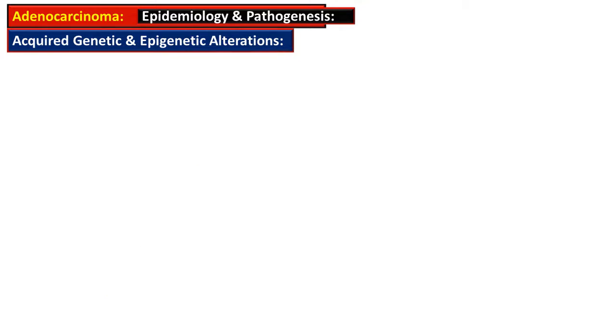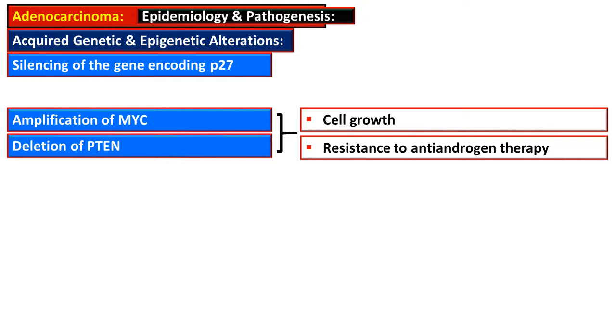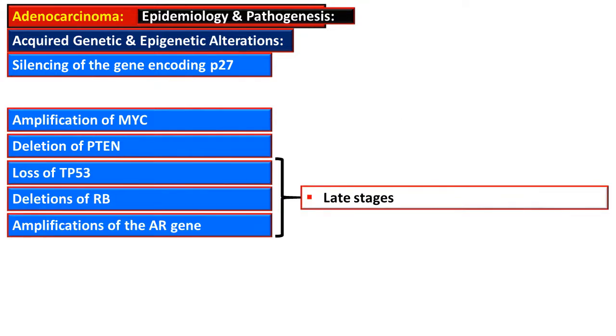The other genetic changes that are linked with this prostatic carcinoma are silencing of the gene encoding P27, that is an inhibitor of cyclin dependent kinases, or amplification of MYC and deletion of PTEN that will result in cell growth and resistance to anti-androgen therapy, or loss of P53 and deletion of RB and amplification of the androgen receptor gene. These three modifications are seen in late stages of the prostatic carcinoma.